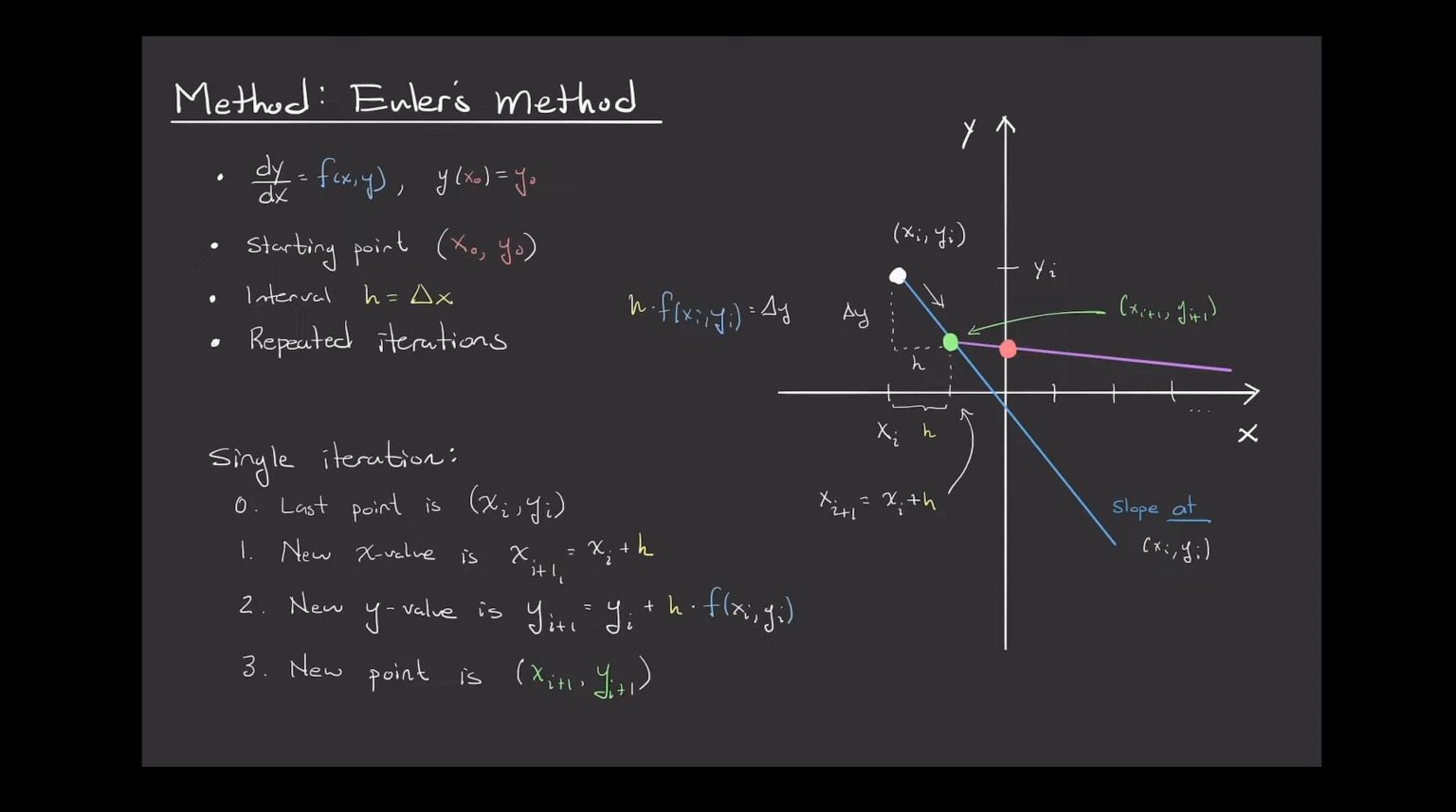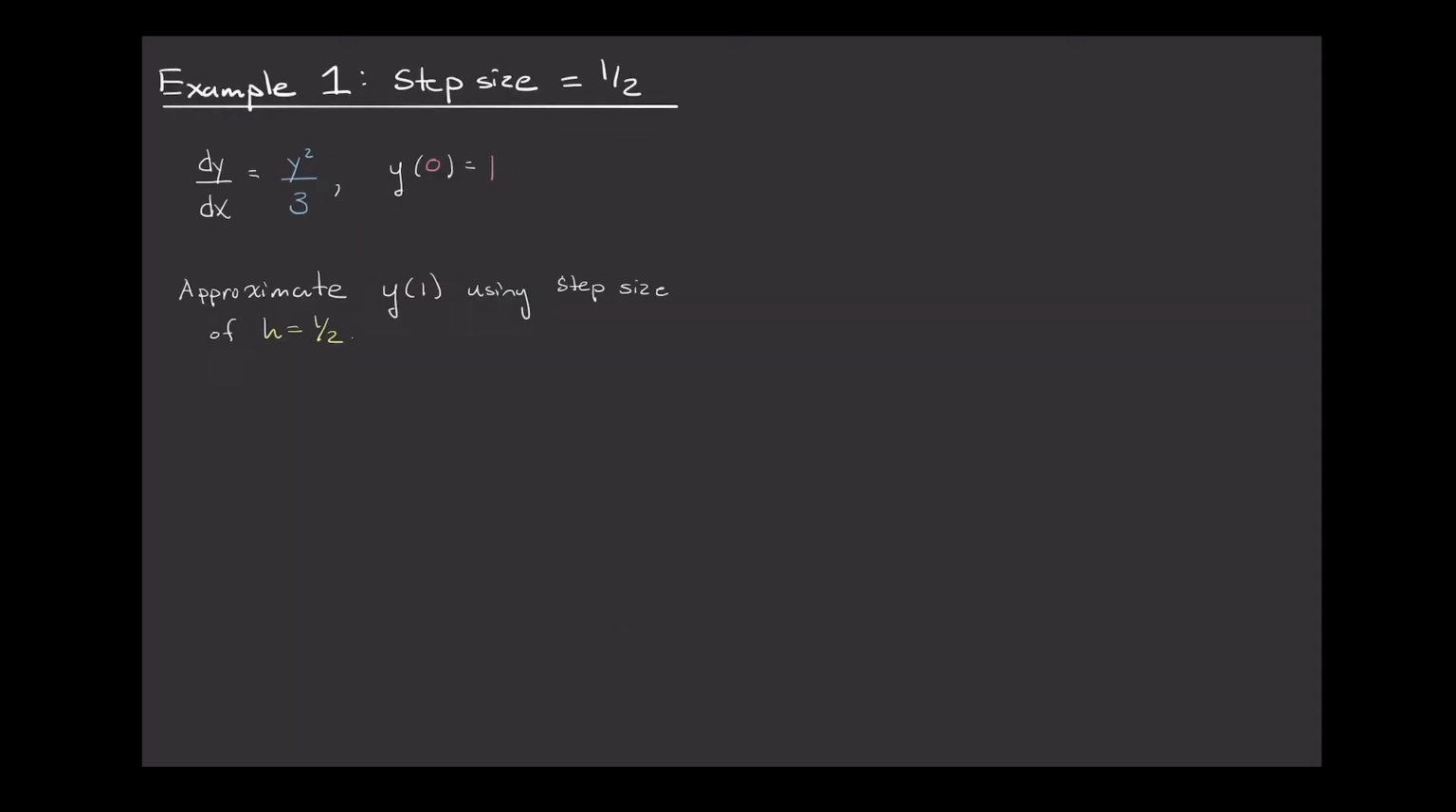Now let's look at our first example. Here we have the differential equation dy over dx is equal to y squared over 3, and we have an initial value information, y of 0 is equal to 1. That means we have a starting point of (0, 1). Graphically, that looks like this.